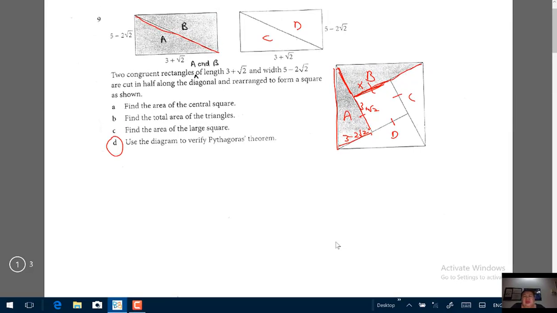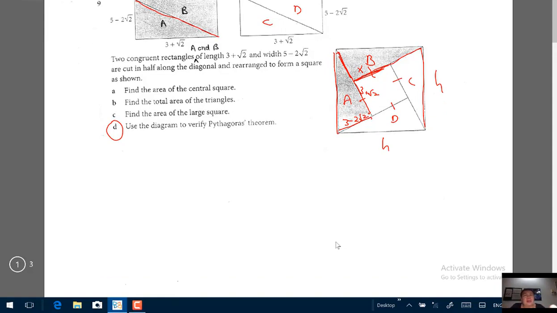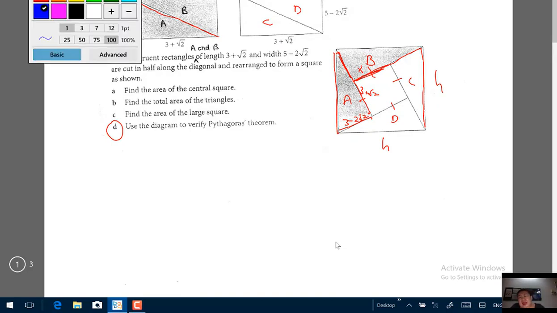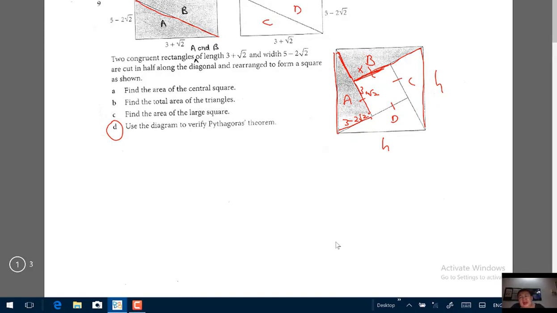So all I have to do is, okay, this is h, right? H, this is h. Let me use a different color. Basically, I have to prove that h squared plus h squared. Okay, let's see. Let's look at my beautiful drawing.